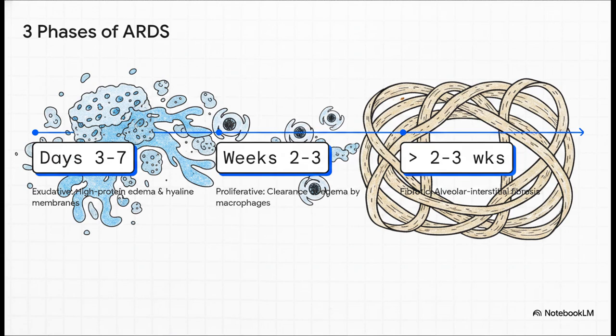And that leaky sponge goes through 3 distinct chronological phases. First, the immediate exudative phase happens in the first week. That's when the high-protein edema floods in and forms thick hyaline membranes. Then, moving into weeks 2 and 3, we hit the proliferative phase. This is where the body sends in macrophages to try and clean up the mess. Finally, in some really unlucky patients, they reach the fibrotic phase. That's where the inflammation turns into irreversible alveolar interstitial fibrosis, permanently stiffening the lung.